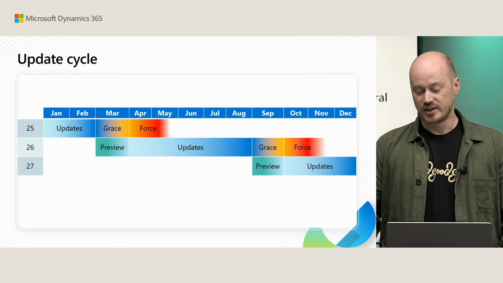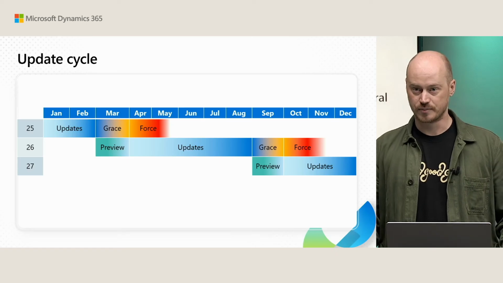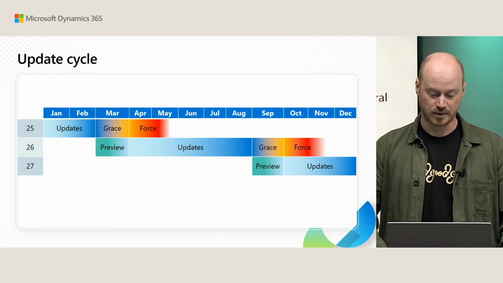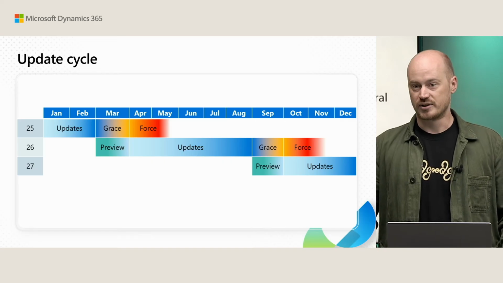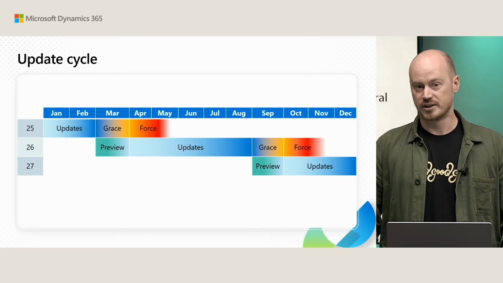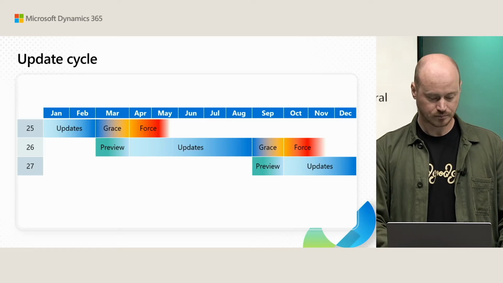And finally, version 27, later this year, when it comes out in September, will follow the same pattern where the preview period overlaps with the grace period, and the forced update period starts when the regular updates to version 27 start.